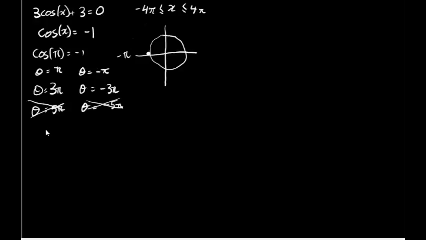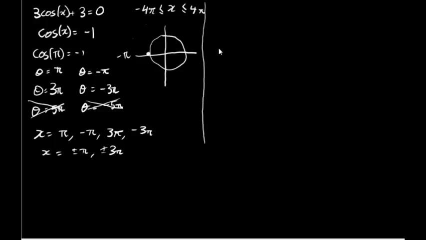So they're my solutions. I get x is equal to pi, minus pi, positive 3 pi, and minus 3 pi. Or you could write it as plus or minus pi, plus or minus 3 pi. So that's for part A. We'll have a look at the second bit.